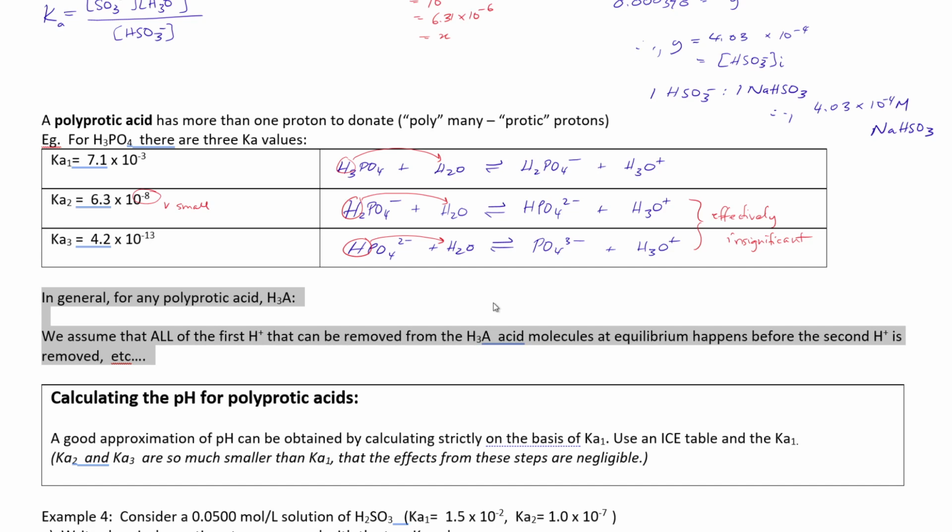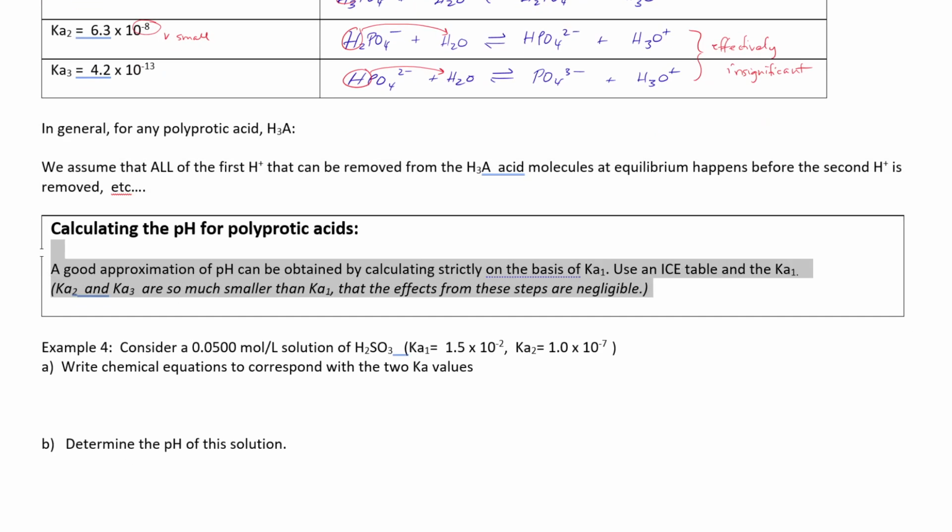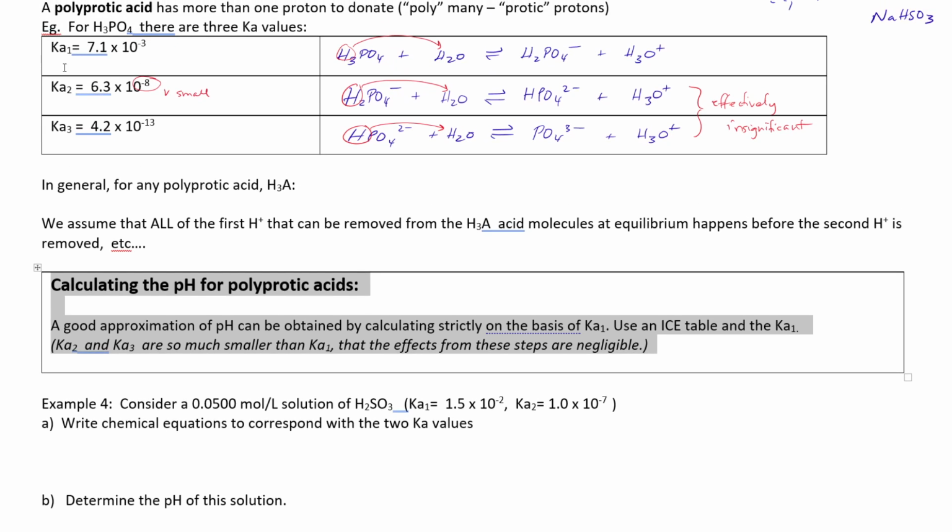In general, for any polyprotic acid, we assume that all of the first H plus will be removed from the H3A acid molecules at equilibrium before you get any of the second or third donations. So when we calculate the pH for polyprotic acids, we can obtain the pH by calculating strictly off the basis of Ka1. So when we go to do our ice table, we are only going to use Ka1 because it is so much larger than the other Kas. So we're going to use an ice table, Ka1, and we're going to ignore Ka2 and Ka3.